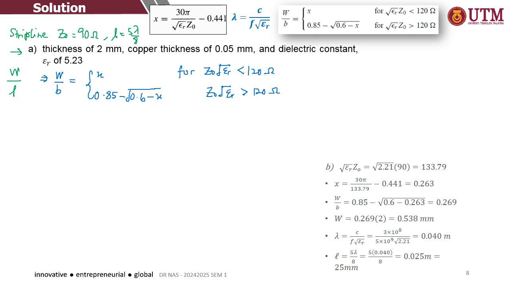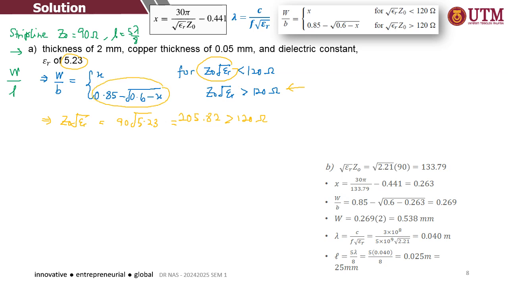To choose either W over B equal to x or the other one, you need to calculate this one first, Z0 square root of epsilon r. Your Z0 given is 90, and the epsilon r given for the first case is 5.23, so you get it equal to 205.82, which is larger than 120 ohm. Therefore, you'll be using this.